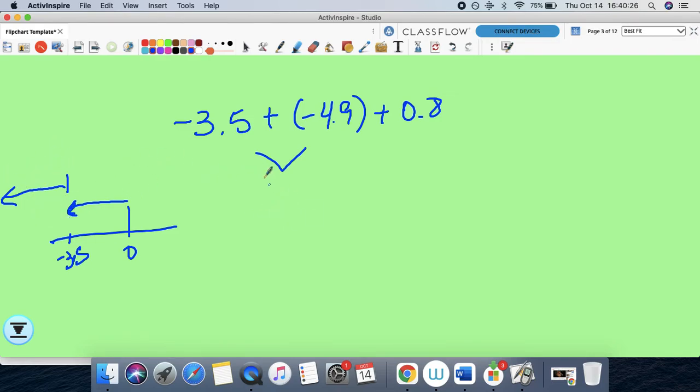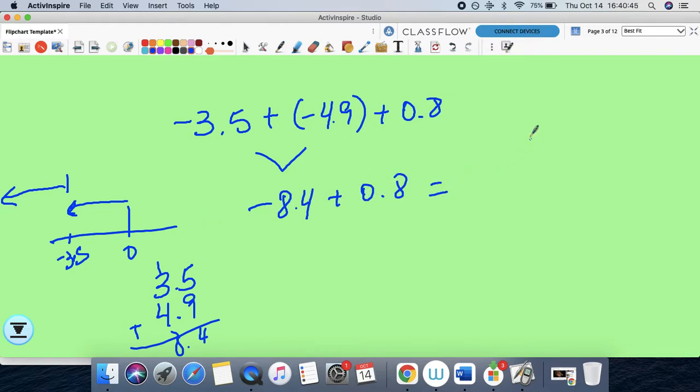So I know that a negative plus a negative, we're going further down, so my answer is going to be negative. Now let's add these. So I have 3.5 and 4.9. Add those two. 14, carry 1, 8.5. So it's going to take me all the way to negative 8.4. Plus 0.8. Well, integer rules, right?